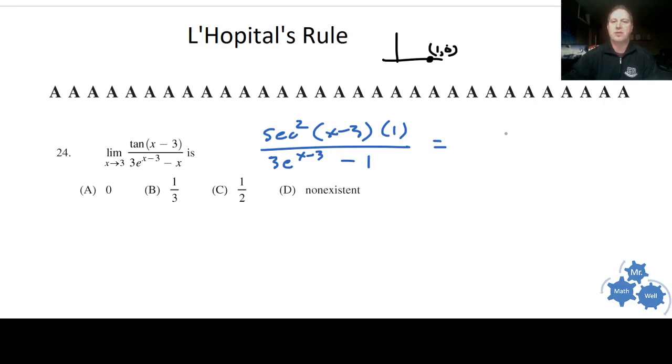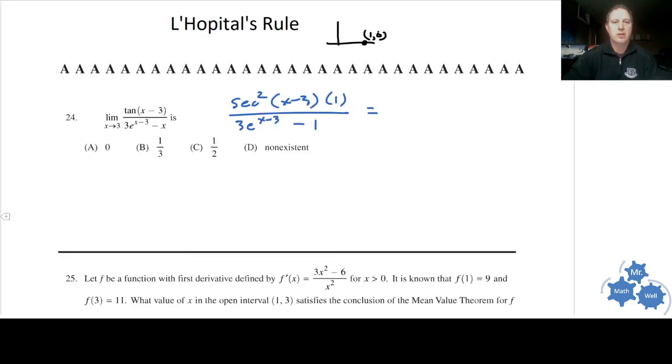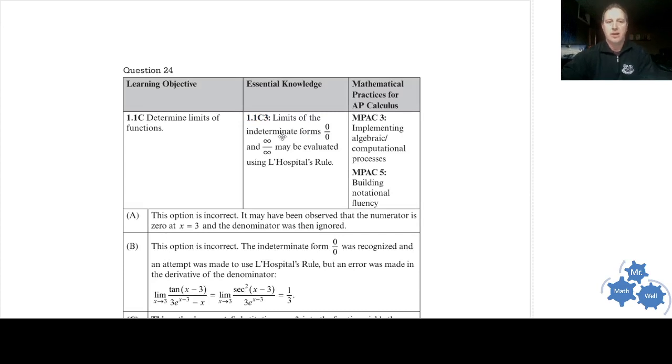what do we have? We have secant squared of 3 minus 3, and then over here we now have e to the 0, which is 1. That's 3 minus 1, which is 2. So I'm just going to zip down here to the solution.